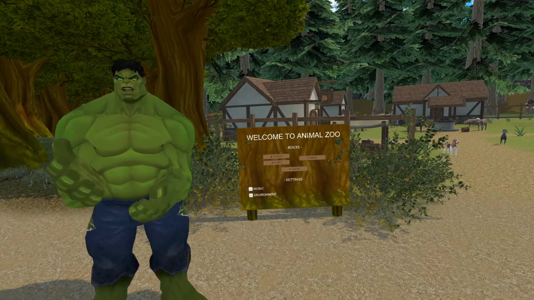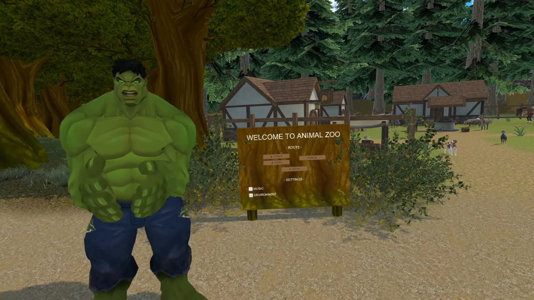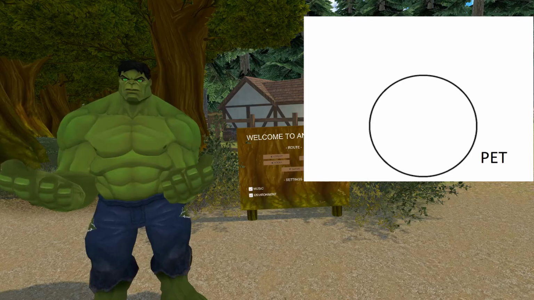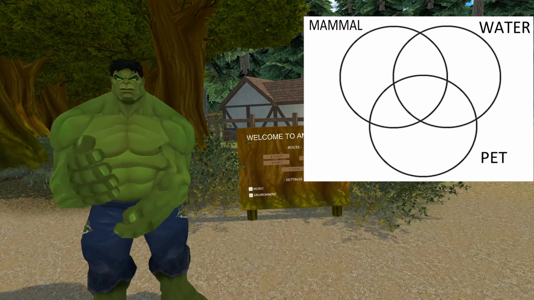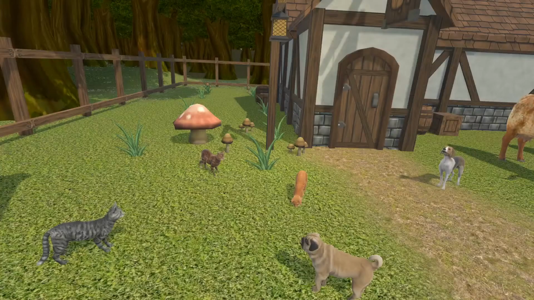For our next Venn diagram, we're going to be grouping animals. We're going to group them into 3 groups. Can it be a household pet? Is it a mammal? And can it live in water? So let's go find some animals and let's try to group them.